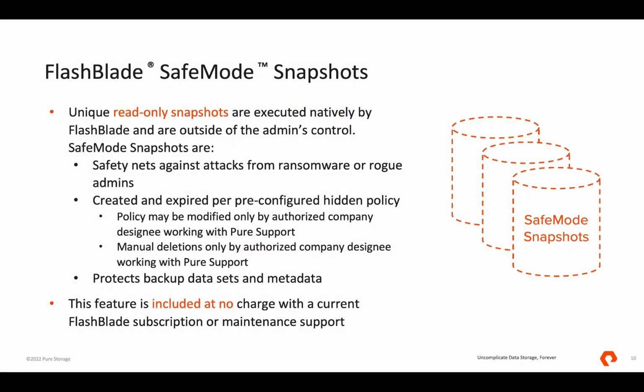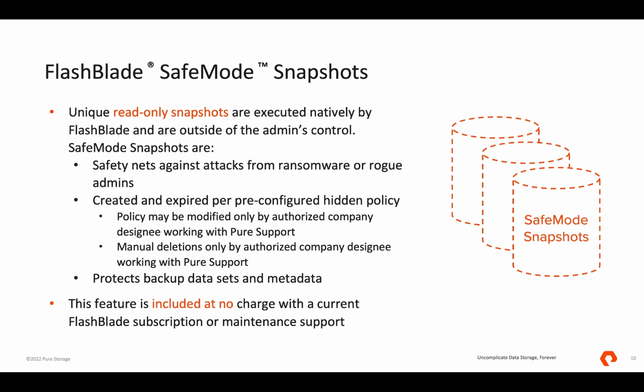What is a SafeMode snapshot in FlashBlade? SafeMode snapshots are designed to secure the backup data from ransomware attacks. FlashBlade SafeMode for file systems does two things. It enables the automatic creation of snapshots, and it also prevents the user from eradicating the snapshots from the system.